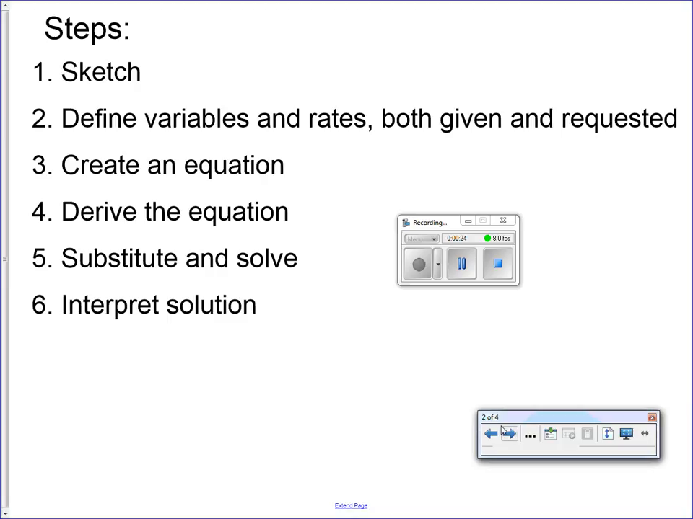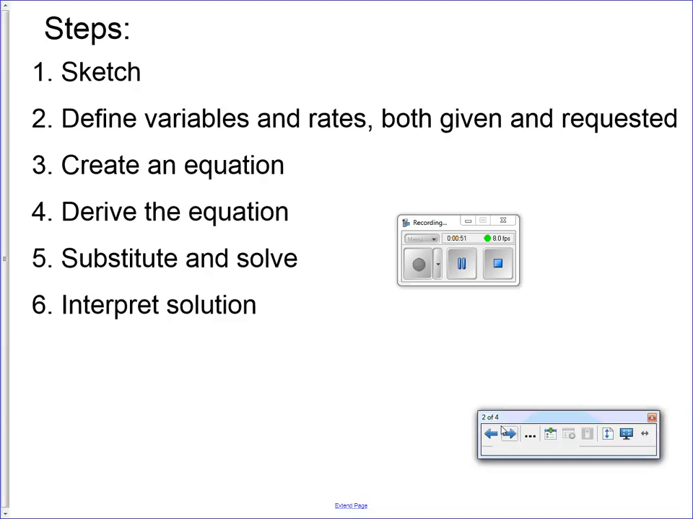Whatever scenario you have, you're going to have a shape that you're going to want to sketch. Secondly, you're going to want to define all of your variables and rates, both the ones that are given and the ones that you're trying to find. From there, in step 3, you'll create an equation. And because we're talking about rates, a rate of change is a slope, so we need a derivative. So then we will derive the equation.